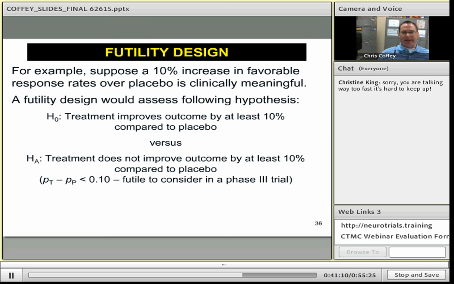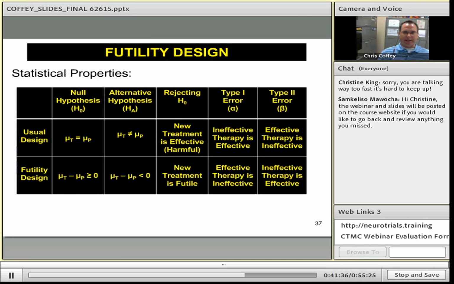So just as an example of how I mentioned the null and alternative hypothesis, how you lay those out. Suppose that we have a situation where a 10% increase in favorable response rates for a treatment we're studying over placebo would be meaningful. The null hypothesis of the futility design here would be that the treatment improves outcome by at least 10%. The alternative would be that it does not improve outcome by at least 10%. So you can see the way it's laid out here. On the next slide, please.